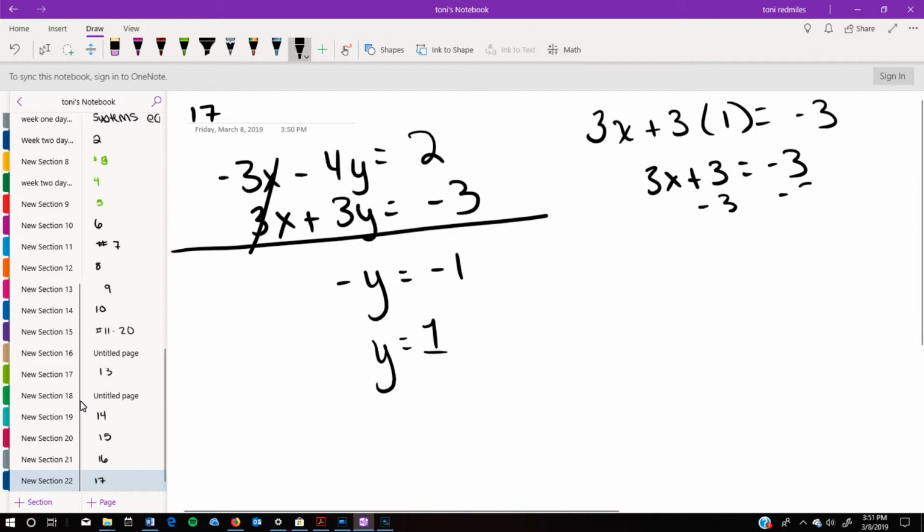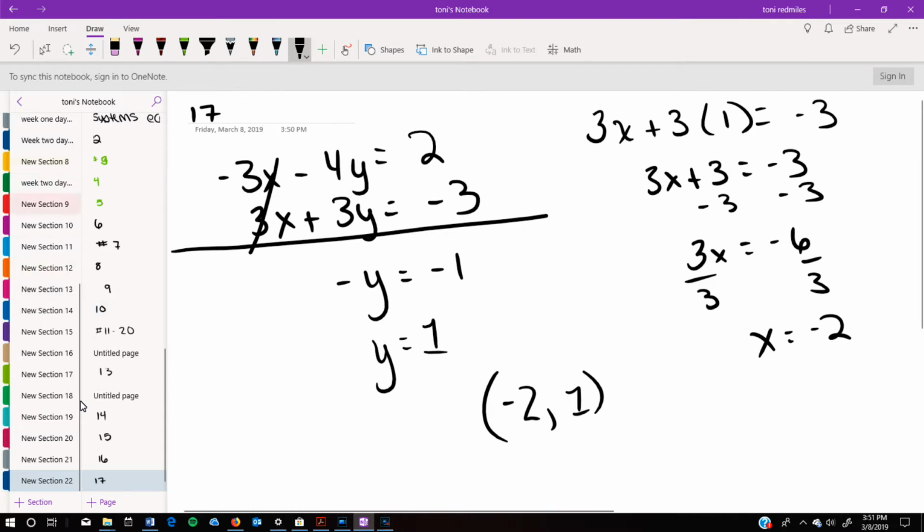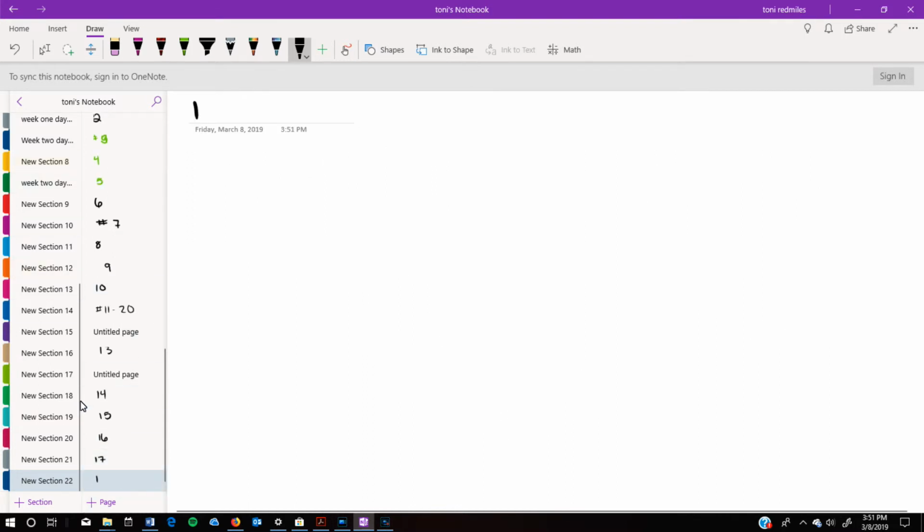Gotta subtract the 3 from both sides because it's being added to the x. Divide out my 3. X equals -2. So my coordinate point of intersection is (-2, 1). All right, awesome, awesome, awesome. We are almost done. Now on to number 18 out of 20.